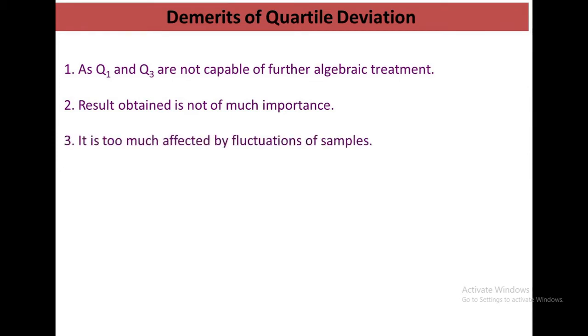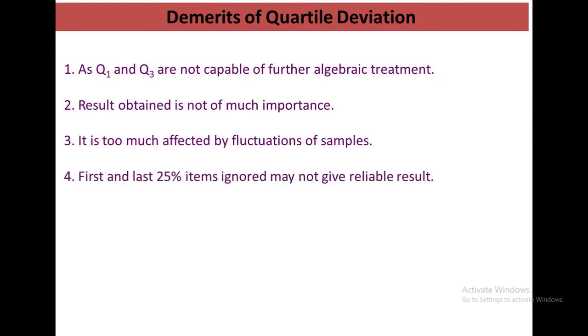However, there are certain demerits or limitations also associated with quartile deviation. As quartile 1 and quartile 3 are both positional measures, they are not capable of further algebraic treatment. Calculations are much more, but the result obtained is not of much importance. It is too much affected by fluctuation of samples. As 50% of terms play no role, ignoring the first and last 25% of items may not give a reliable result. If the values are irregular, then the result is affected badly.